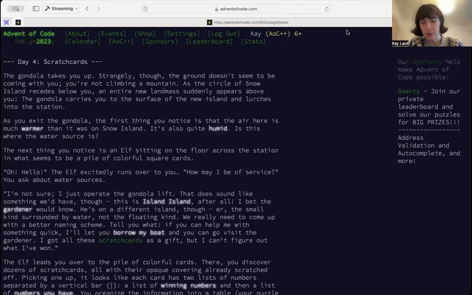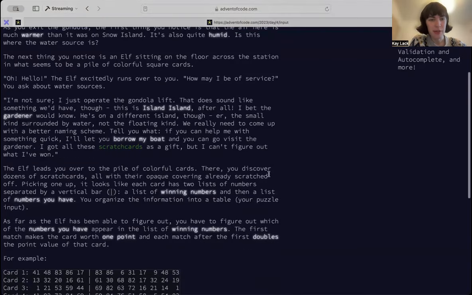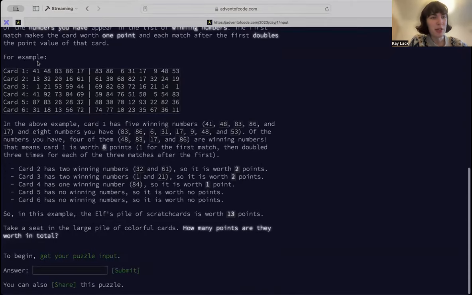All right, day four. We have some scratch cards. Oh, for a lovely story, but you can read the story yourself. We've got some scratch cards. The task is, we've got a list of cards here, and we would like to know.